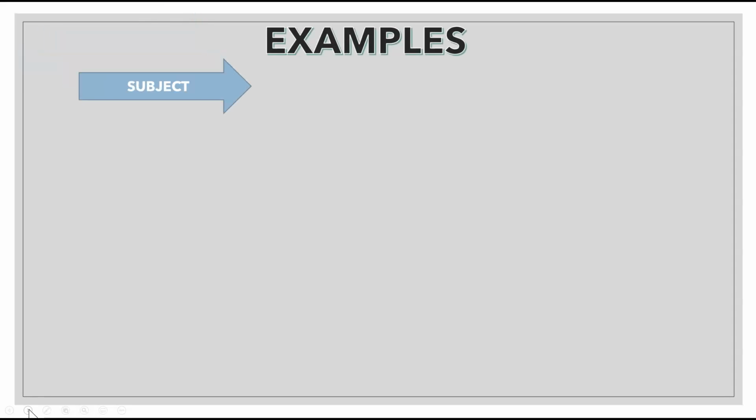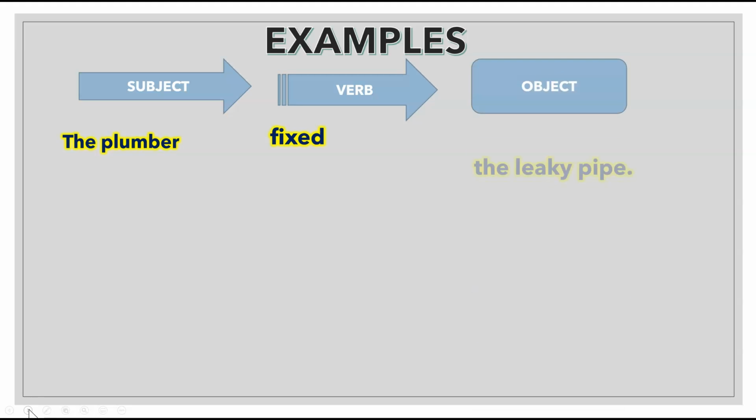Now, some examples of this. So our order is subject, such as the plumber, verb, fixed, object, the leaky pipe. So in this example, the person doing the verb is the plumber. The verb, obviously, the action, and then what is the plumber doing? Well, he's fixing what? The leaky pipe. Okay, so this is active voice. The person is actively doing something. The subject is actively doing something.